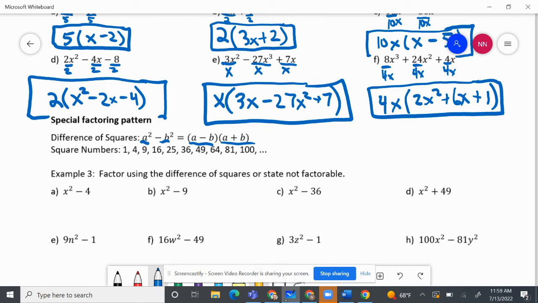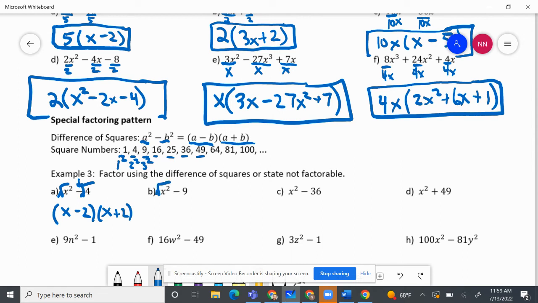So what I have down is all the square numbers. These are all numbers that when you multiply them by themselves, it gives us that value. So 1 squared gives us 1, 2 squared gives us 4, 3 squared gives us 9, and so on and so forth. So whenever we have two terms and there's a subtraction sign, and we can find the square root of each one, it becomes a special factoring pattern. x minus 2 and x plus 2.